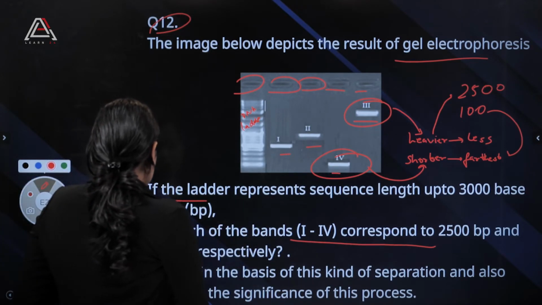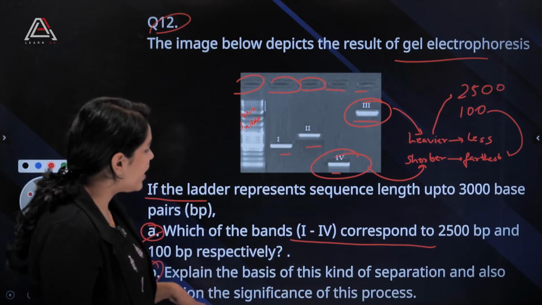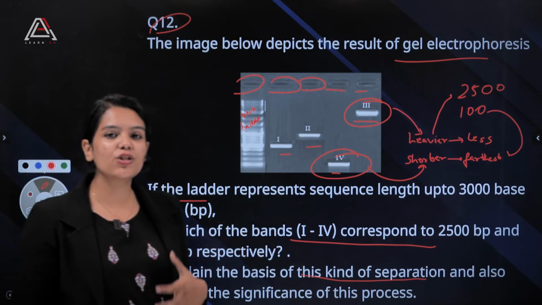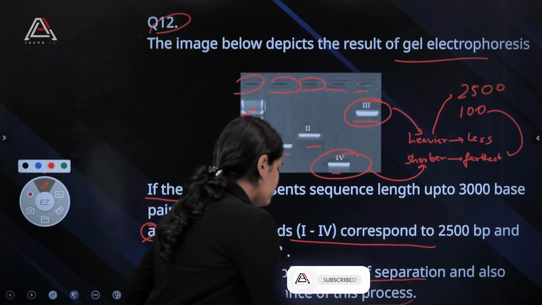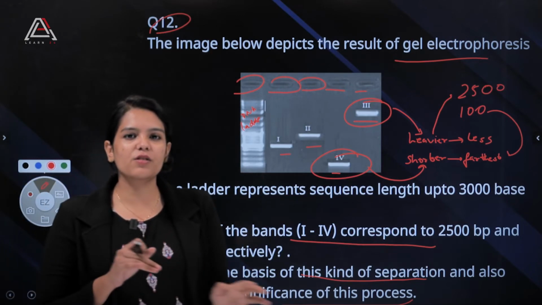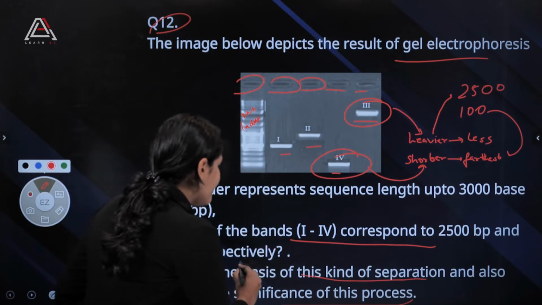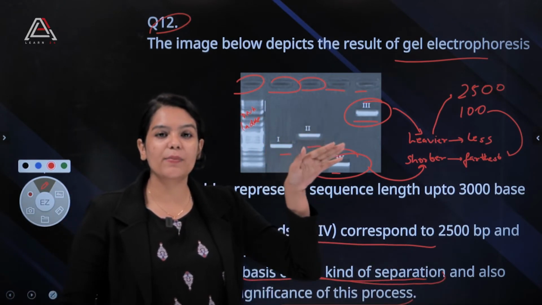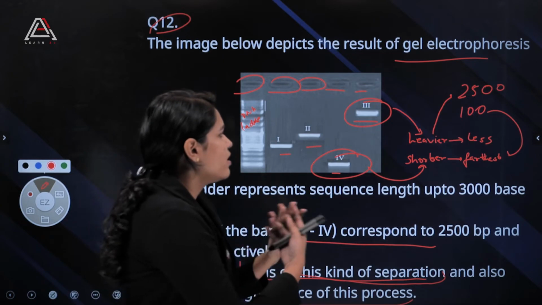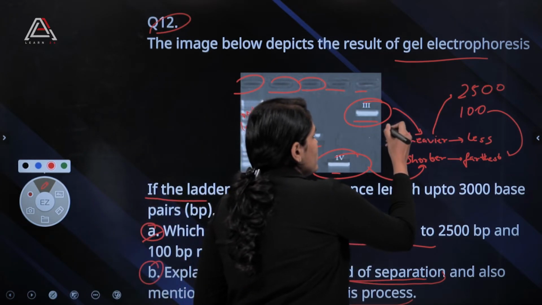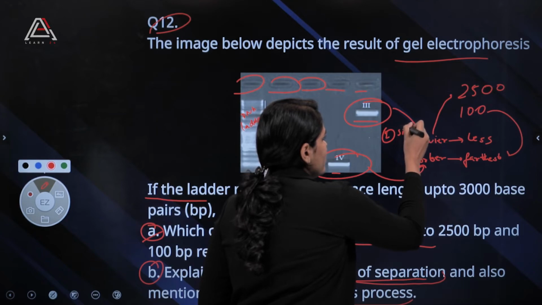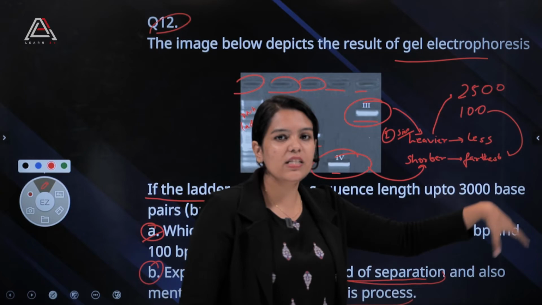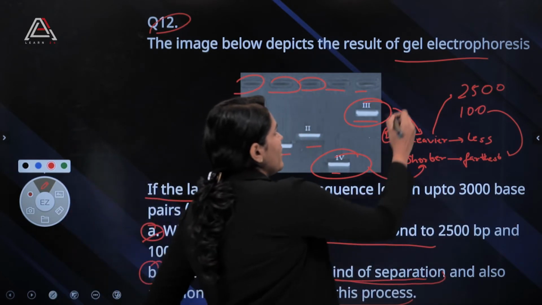Now moving on to the second part, they are asking to explain the basis of this kind of separation and also mention the significance of this process. Let's concentrate on the first part of this second part of the question, that is the basis of this kind of reaction. How are these fragments getting separated? First you can explain related to the size itself, that is, the heavier sequence moves the least and the shorter sequence moves the farthest. You can explain with the size.